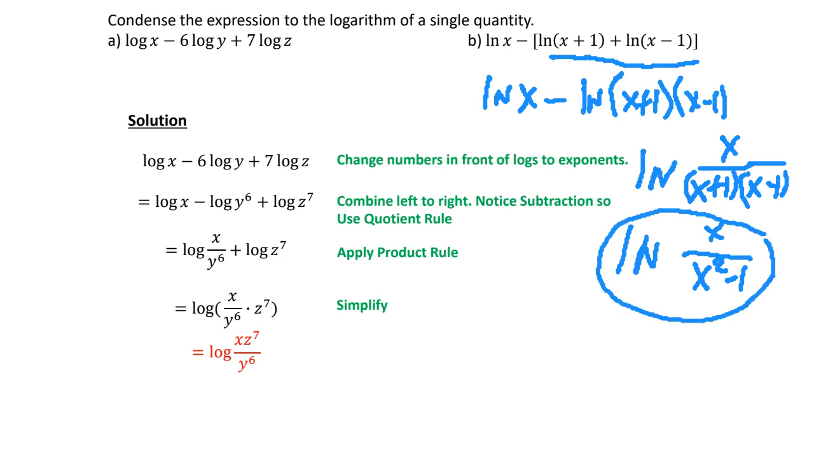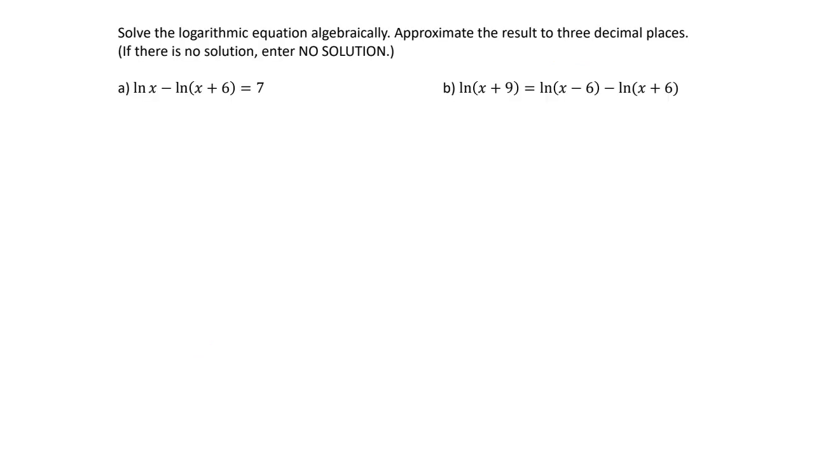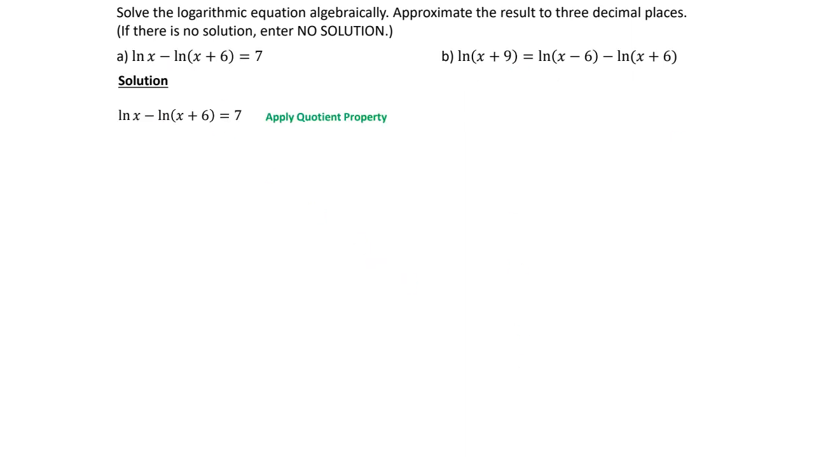Okay. Now on the next page, they want us to solve for x. In order to solve for x, we're going to use some of these properties. For the first one, we have natural log of x minus natural log of x plus 6. So we can combine these two logs into one. If I apply the quotient rule, then we end up with natural log of x divided by x plus 6 is equal to 7.